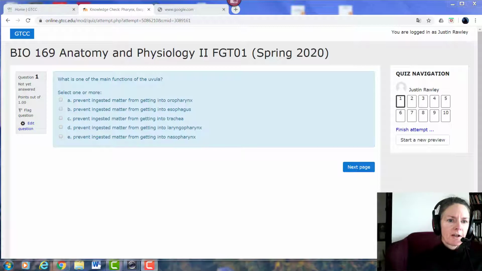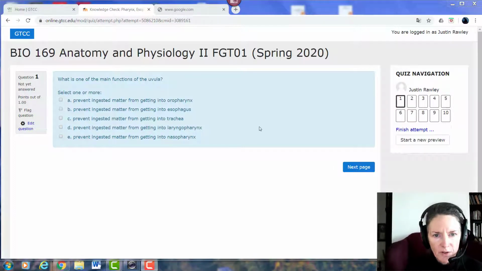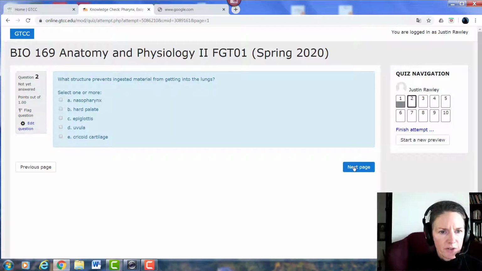All right, let's look at the following quiz. Next up, we have the quiz on the esophagus, part of the stomach, and so forth. What is one of the main functions of the uvula? Well, that's to keep stuff from getting into the nasopharynx, so E. What structure prevents ingested material from getting into the lungs? That would be the epiglottis, which closes over the trachea when we swallow.